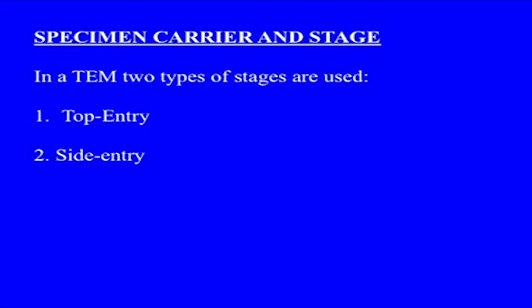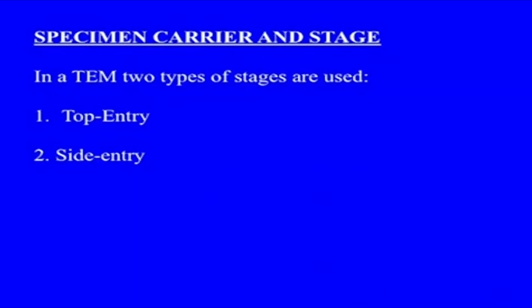All right. Now, the second part, which is after the illumination system, is the specimen carrier or specimen stage where the specimen is placed. Transmission electron microscopes have two types of stages. One is called top entry, which utilizes a cartridge like specimen holder, which is inserted into a stage from above. If you might have seen simple printers, where a cartridge is inserted from above, it is something like that.